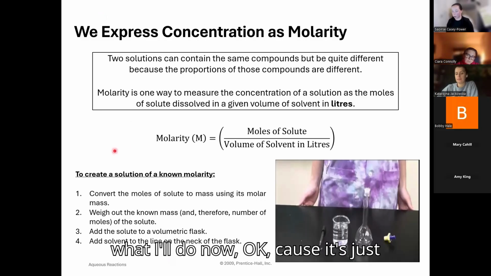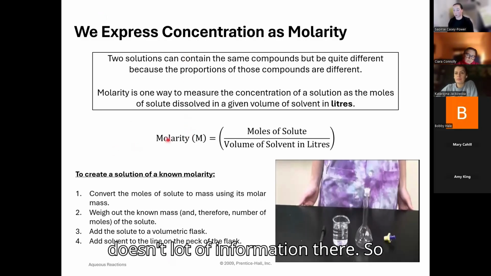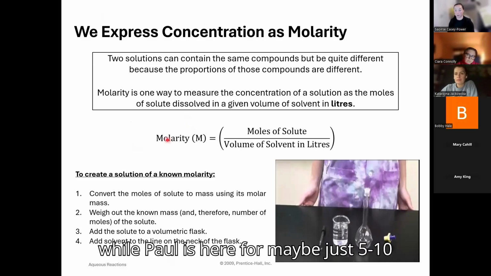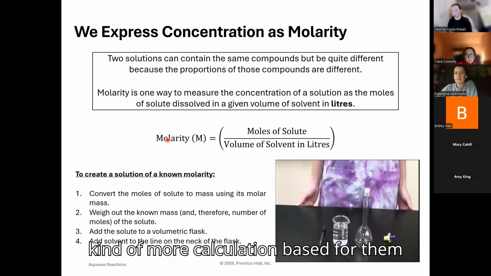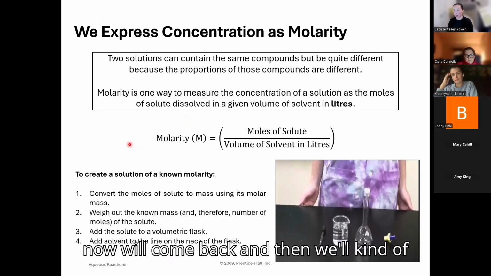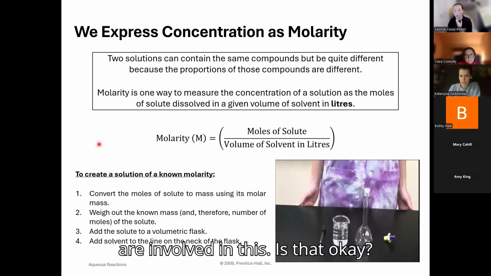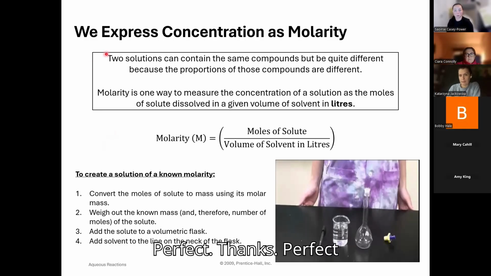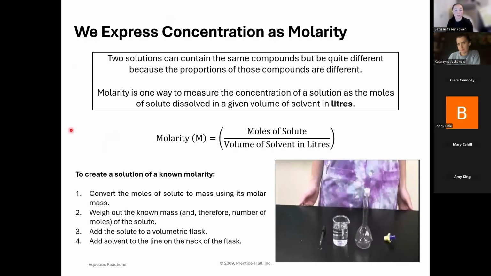So guys, what I'll do now, because it's just gone 6 o'clock, and I know there's a lot of information there, I'll pause here for maybe 5-10 minutes, because we're going to go into more calculation-based work on molarity. So if you want to take 10 minutes now, we'll come back and delve into some of the calculations involved. Is that okay? Perfect. Thanks. See you in 10 minutes, guys.